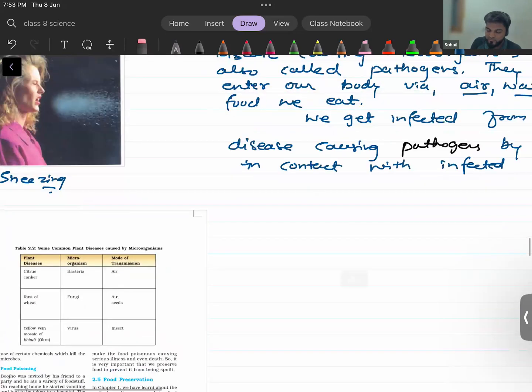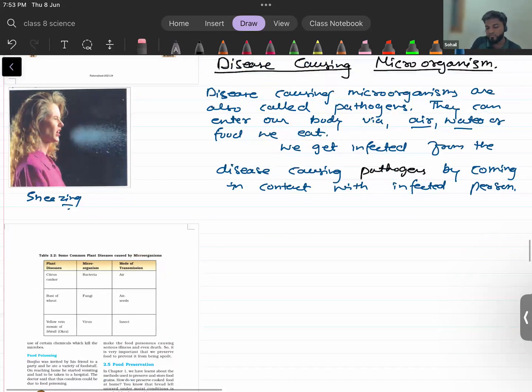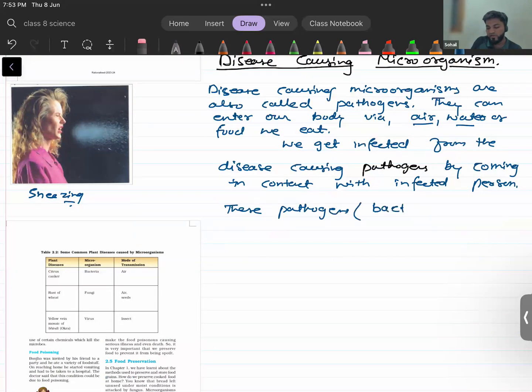So these pathogens, what are they? Bacteria, virus, or algae or fungus, are carried by why? What?